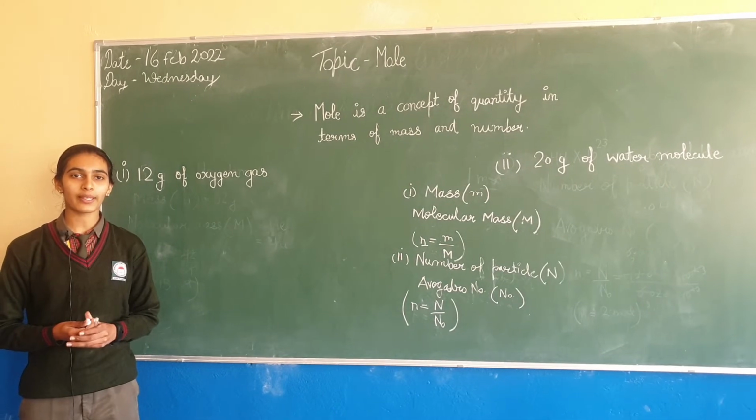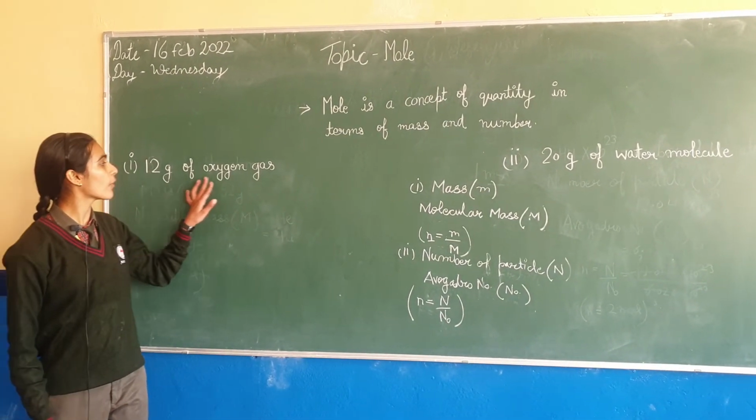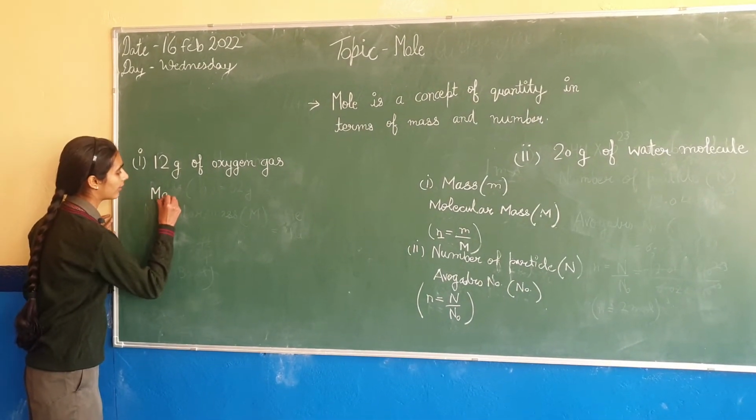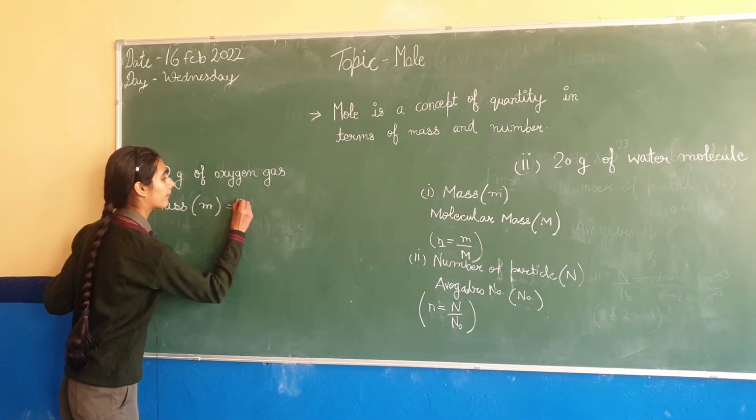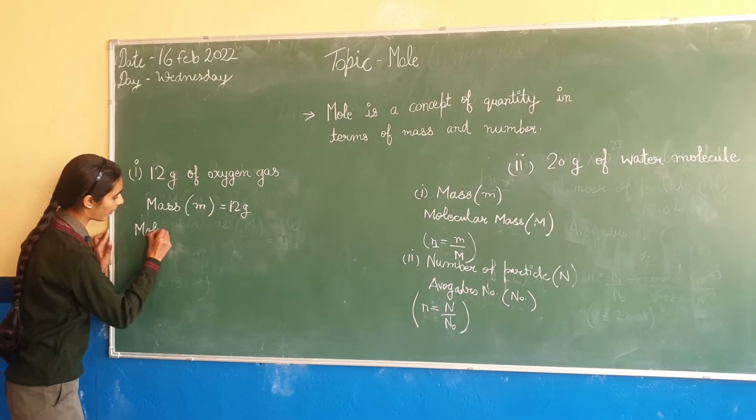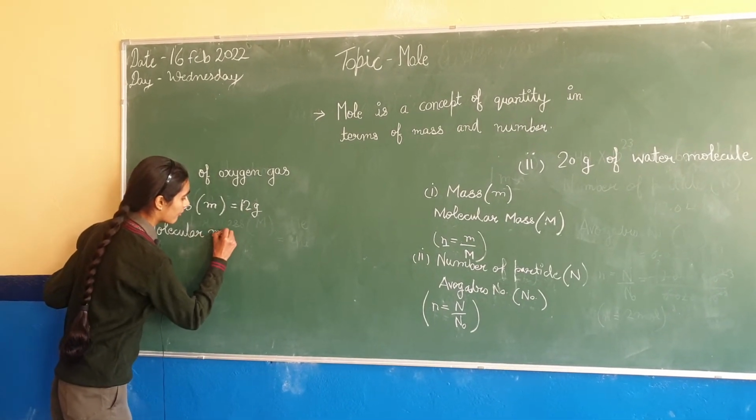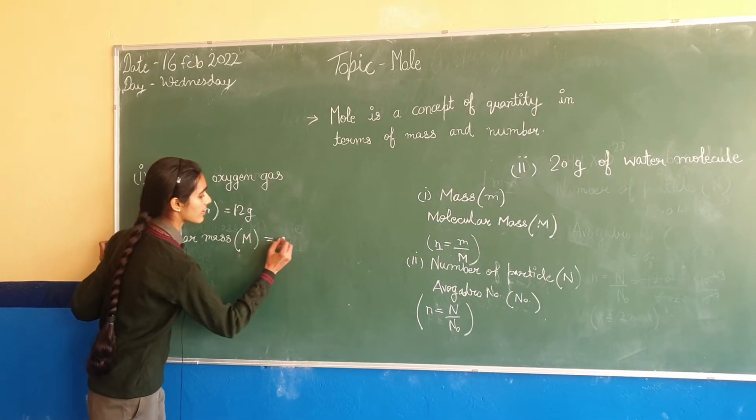Our next numerical for calculating the number of mole is 12 gram of oxygen gas. Let's write what is given in this numerical. Mass is given. Mass is 12 gram of oxygen gas. We have to find molecular mass of oxygen gas. Molecular mass. We will represent molecular mass by capital M, oxygen gas.